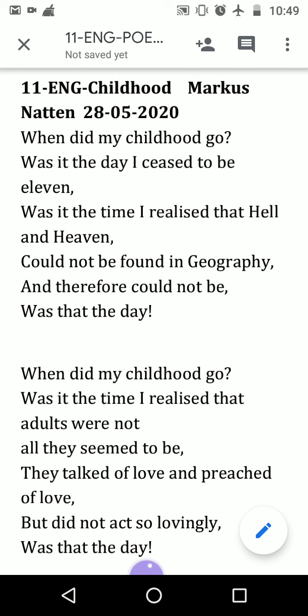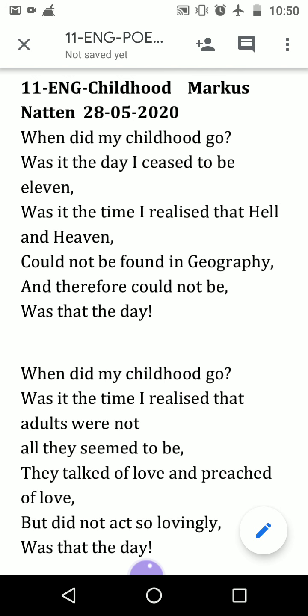When did my childhood go? "When" is indicating the time. At what time? When did my childhood go? And it refers to the past. It means he was thinking about his past, about what was the time when I lost my childhood. He's trying to find out.